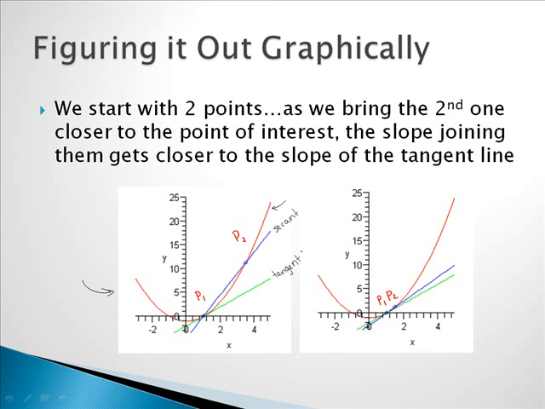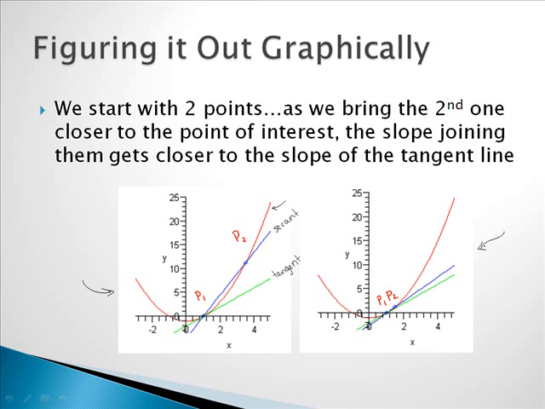So let's consider what happens as we bring that second point, P2, closer and closer to P1. So it pretty much looks like we're dealing with only one point. So what happens as we do this? Well, let's have a look at the figure on the right. As we bring P2 closer to P1, you can imagine that the slope of the secant line in blue is going to get closer and closer to the slope of the tangent line in green.